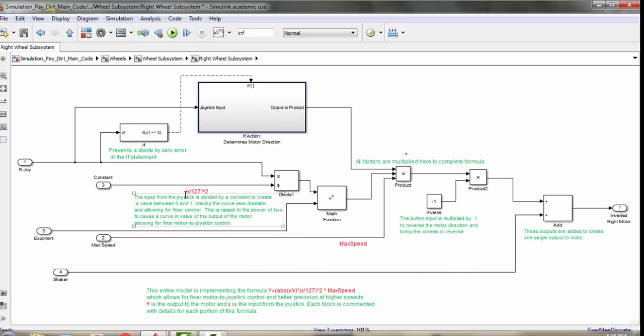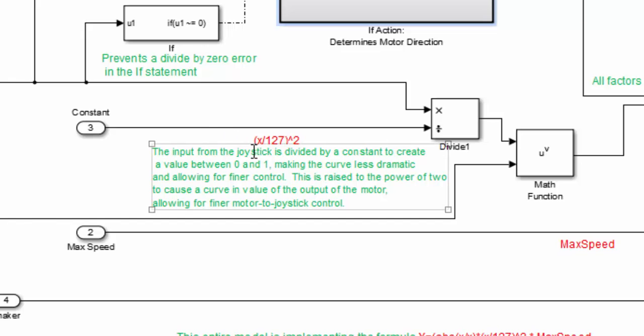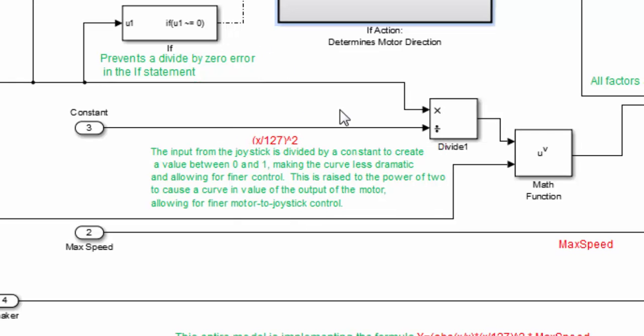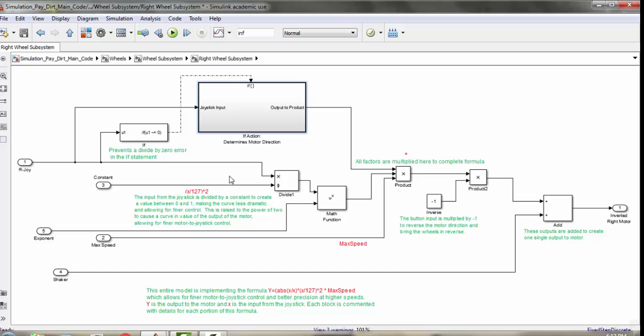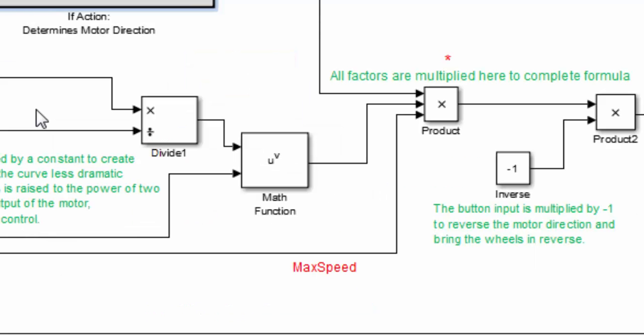The most important part of this equation is the input from the joystick divided by a constant of 127, which acts as the motor's maximum input, which is then set to a power of 2. The input is divided by the constant to create a value between 0 and 1, making the exponential curve, which allows for our higher motor controls, less dramatic. This is then set to the power of 2, which creates the exponential curve specifically chosen to our driver's preference.